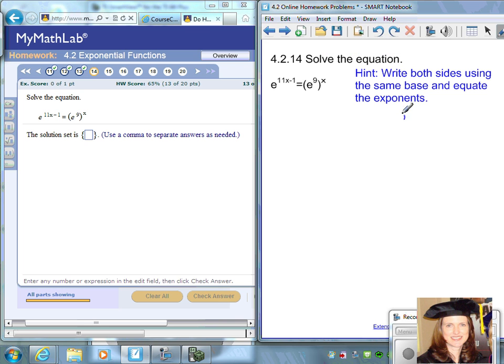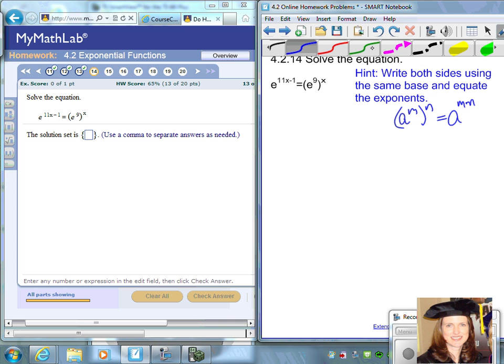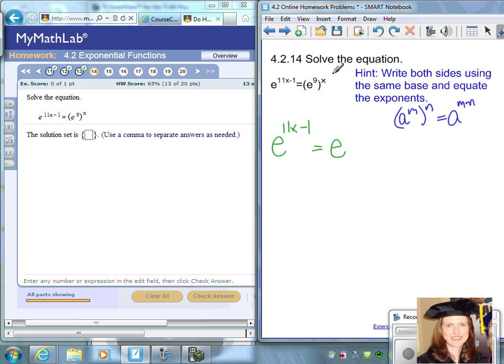So remember the rules of exponents. A to the m to the nth power, power to a power, we can simplify this and write it as a to the m times n. So we're going to write e to the 11x minus 1 equals e to the 9th to the x. If you have a power to a power, you multiply those exponents and you can write it as 9x.